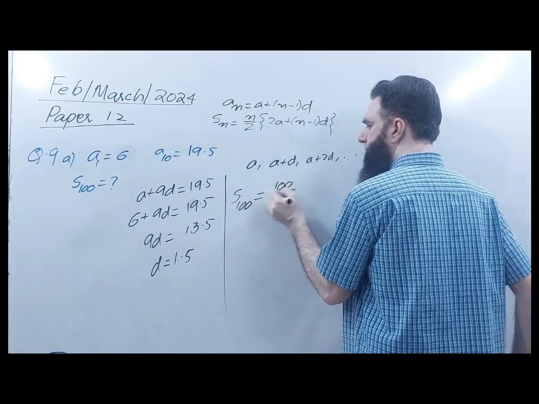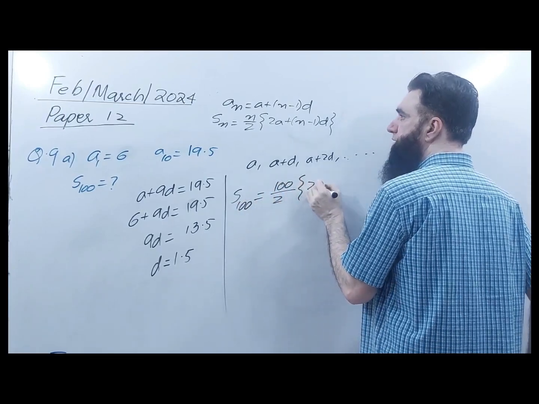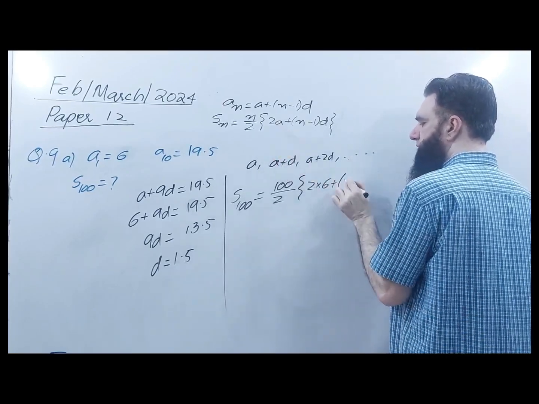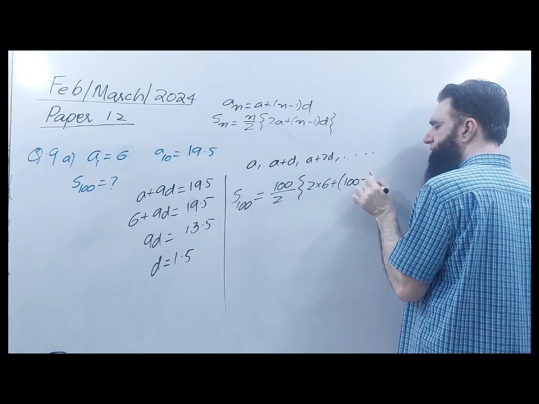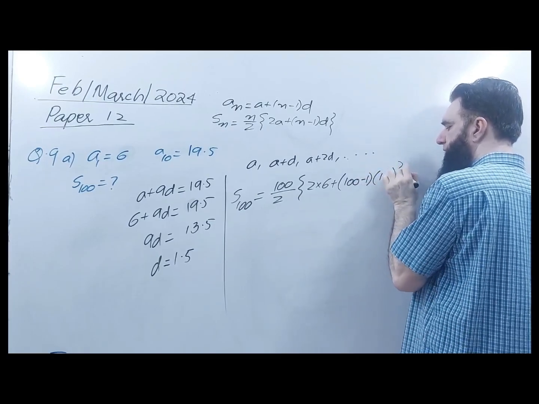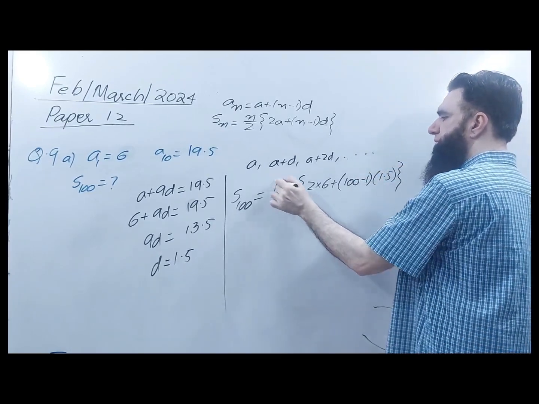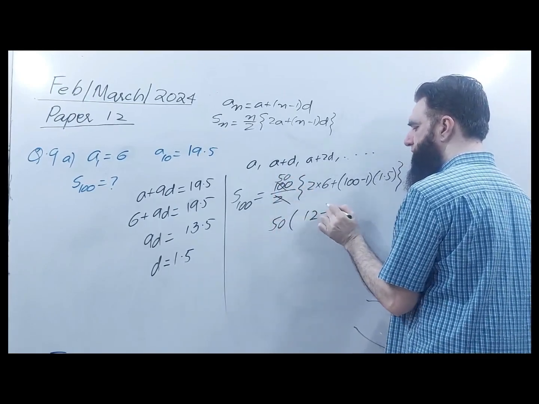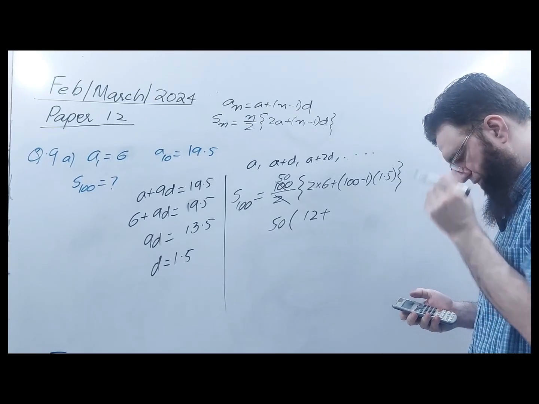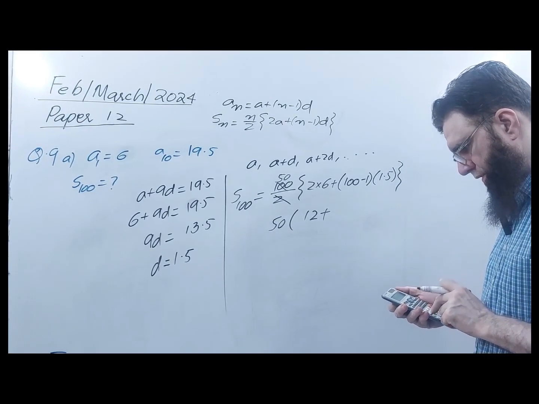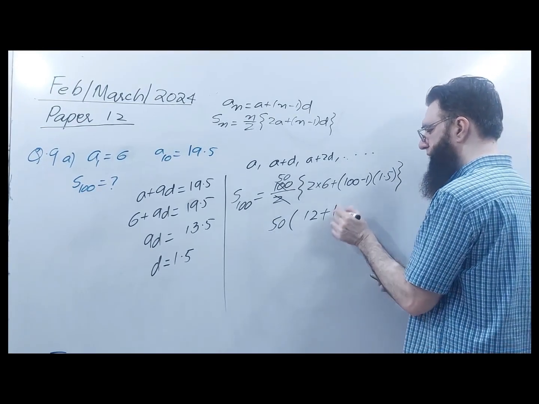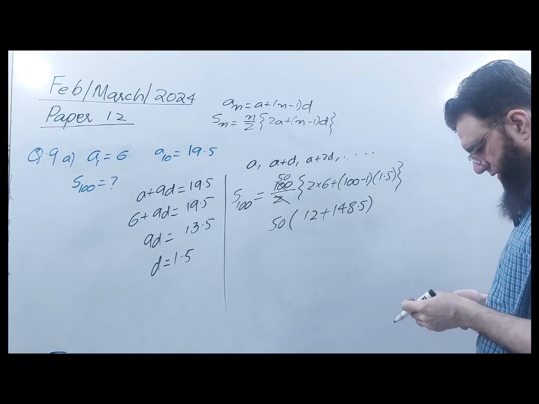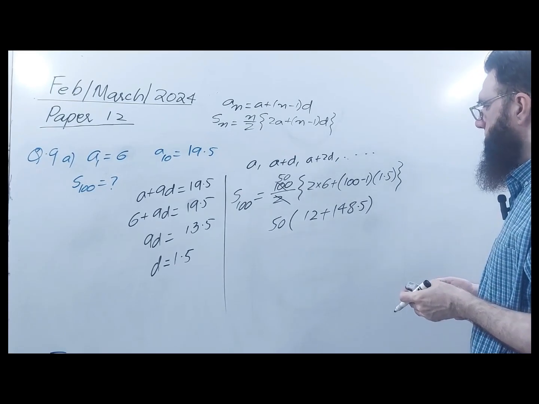So it would be 100 upon 2, into 2a, where 6 is the first term, plus n minus 1, which is 100 minus 1, and d is 1.5. Just simplify. 2 50s, so this straight away is 50. This is 12. 99 into 1.5 gives us 148.5. You can do it orally, but you're allowed calculators, so use them wisely.